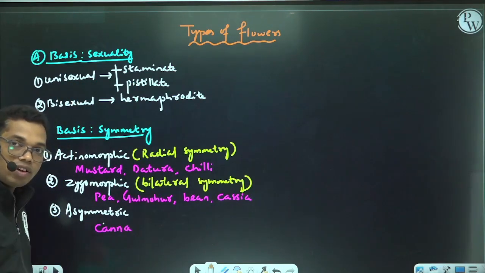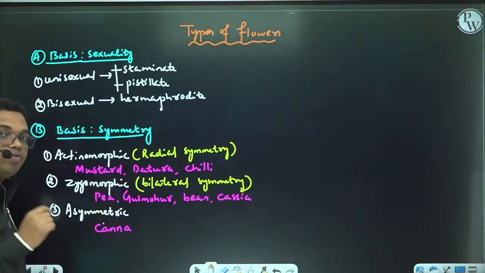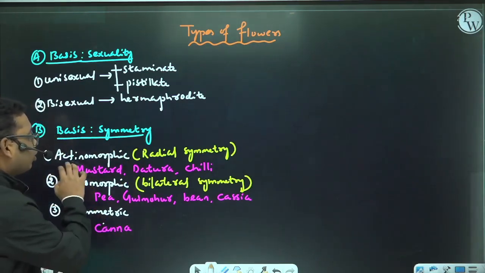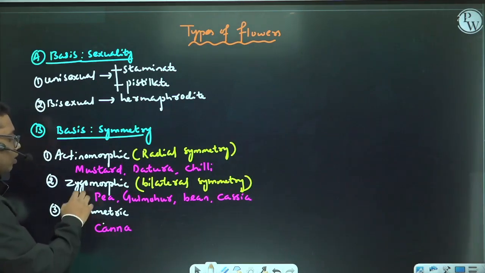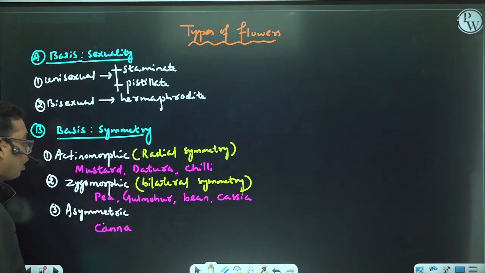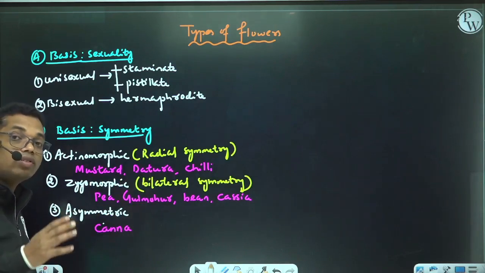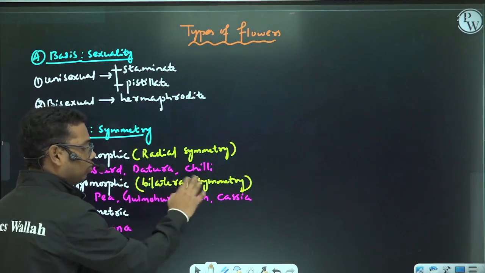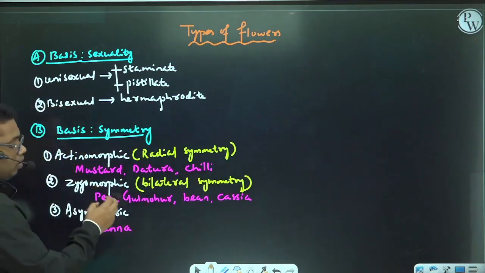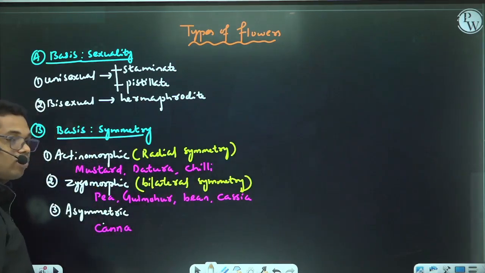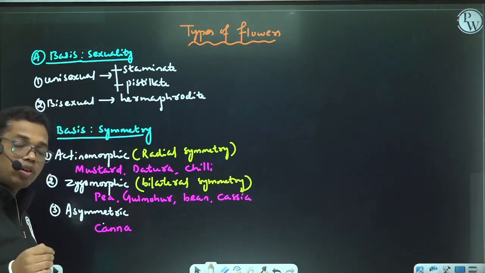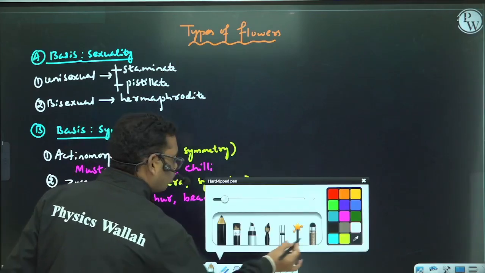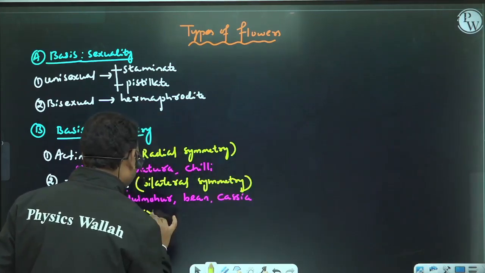We can also classify flowers on the basis of their symmetry. If a flower can be divided into two equal halves in any radial plane, that is called actinomorphic, and the examples are mustard, datura, and chili. If the flower can be divided into two equal halves in one longitudinal plane, that is called zygomorphic, with bilateral symmetry, and the examples are pea, gulmohar, bean, and cassia. If a flower cannot be divided into two equal halves in any plane, that is called asymmetric or irregular flower.